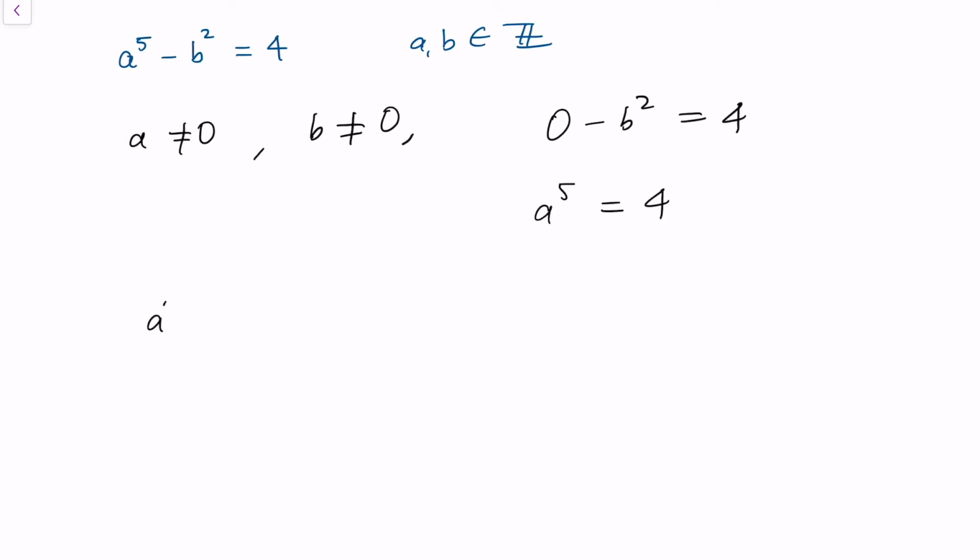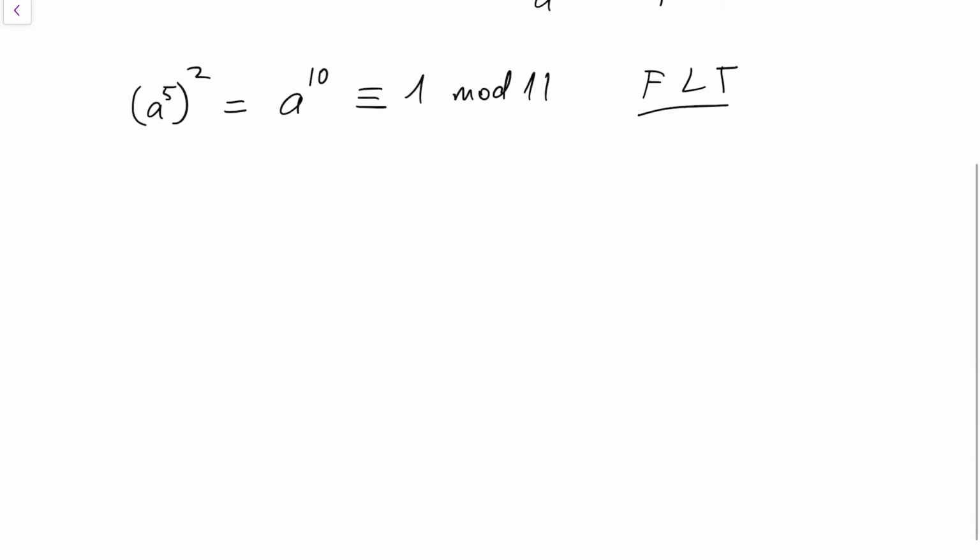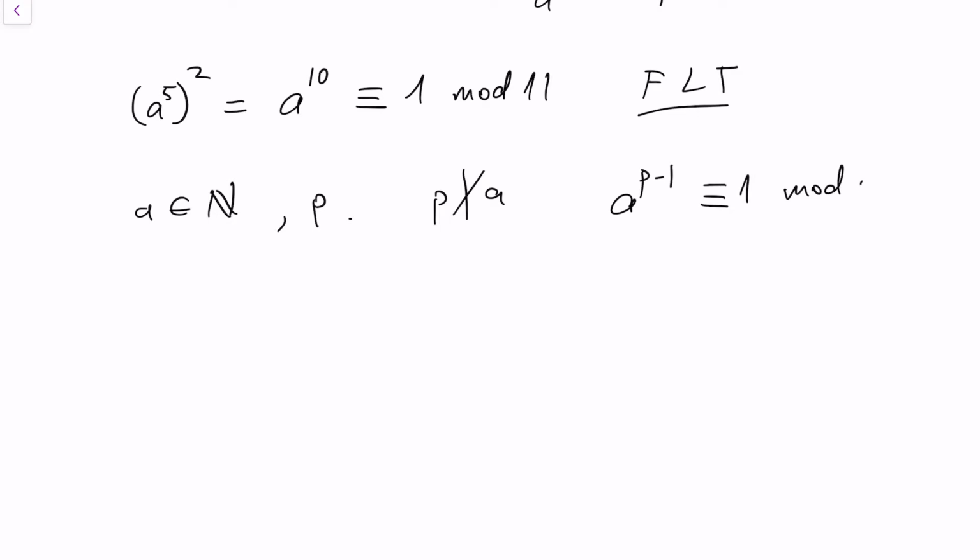Now we have a to the 5, and if we square that, that's going to give us a to the 10, right? And that will equal 1 in mod 11. Okay, so I've used Fermat's little theorem here. If you're not familiar with it, it states that if a is a natural number and p is a prime such that p doesn't divide a, then a to the p minus 1 is equal to 1 in mod p, right? So p is 11 in this case and p minus 1 is 10.